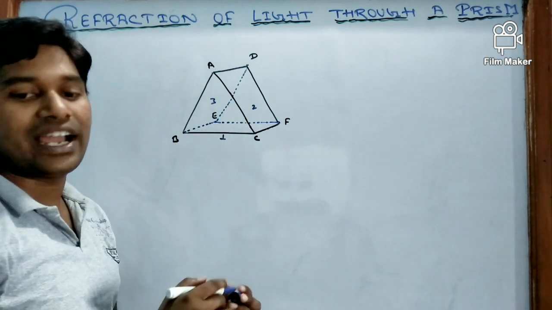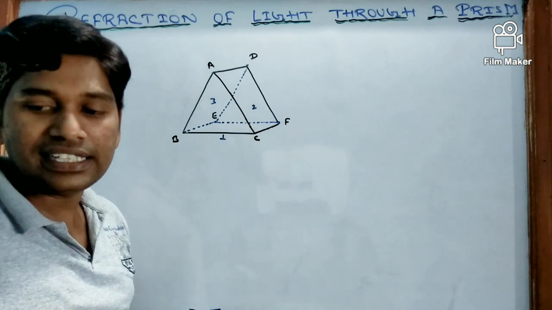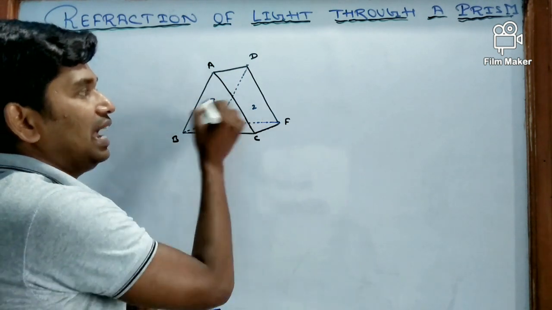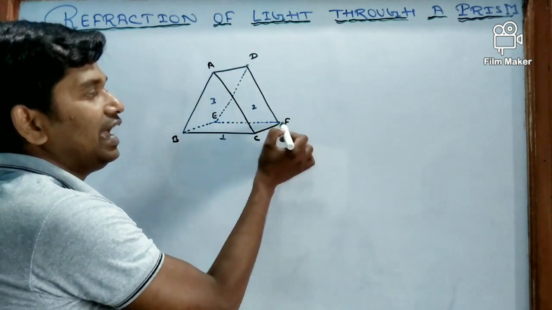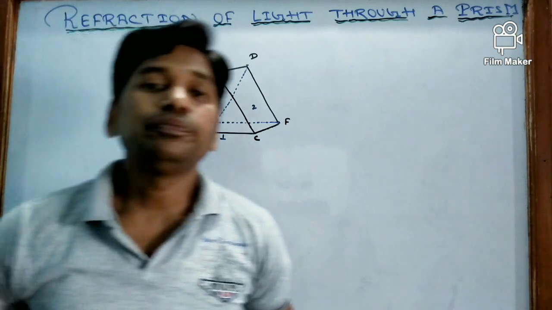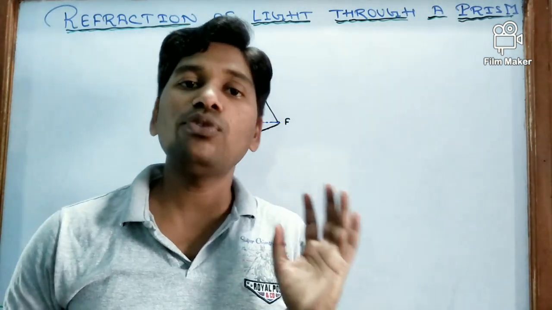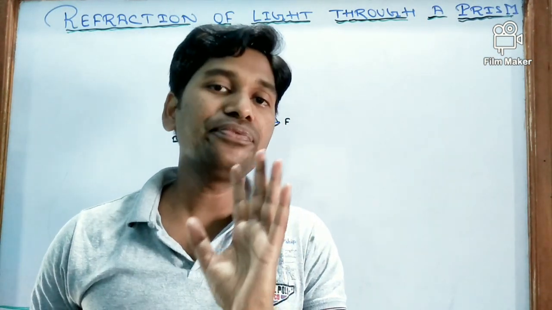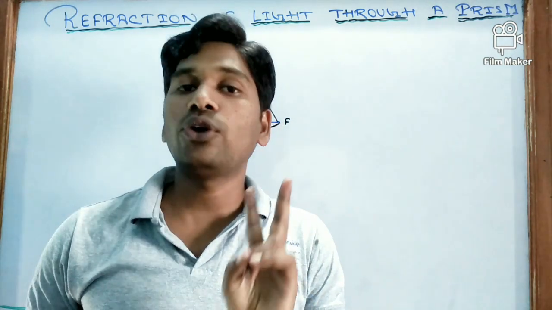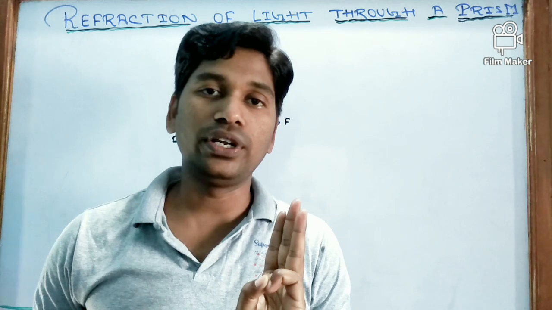And two triangular surfaces are there. The first one is A, B, C, and the second one is D, E, F. That is the triangular cross section. So this is a prism, a triangular prism having 5 faces, 5 surfaces, 2 triangular and 3 rectangular.